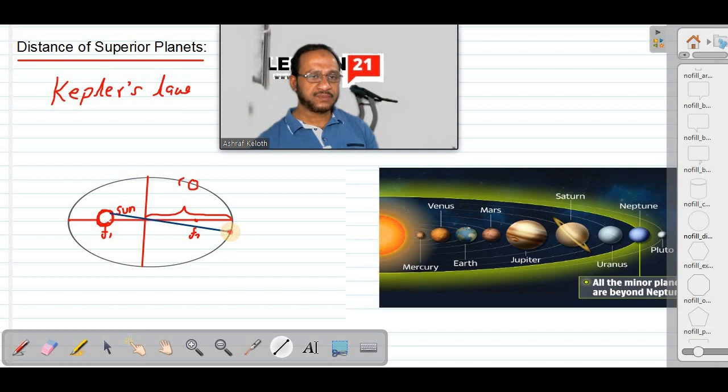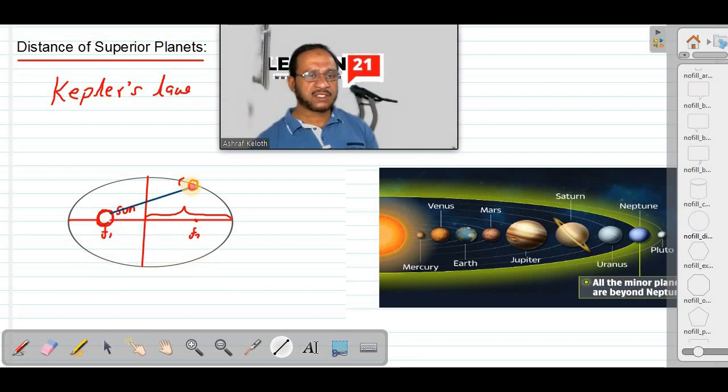According to Kepler's second law, the line joining the Sun to the Earth sweeps out equal area in equal interval of time. That is possible because when the Earth is closer to the Sun, it moves fast. When the Earth is away from the Sun, it moves slowly.